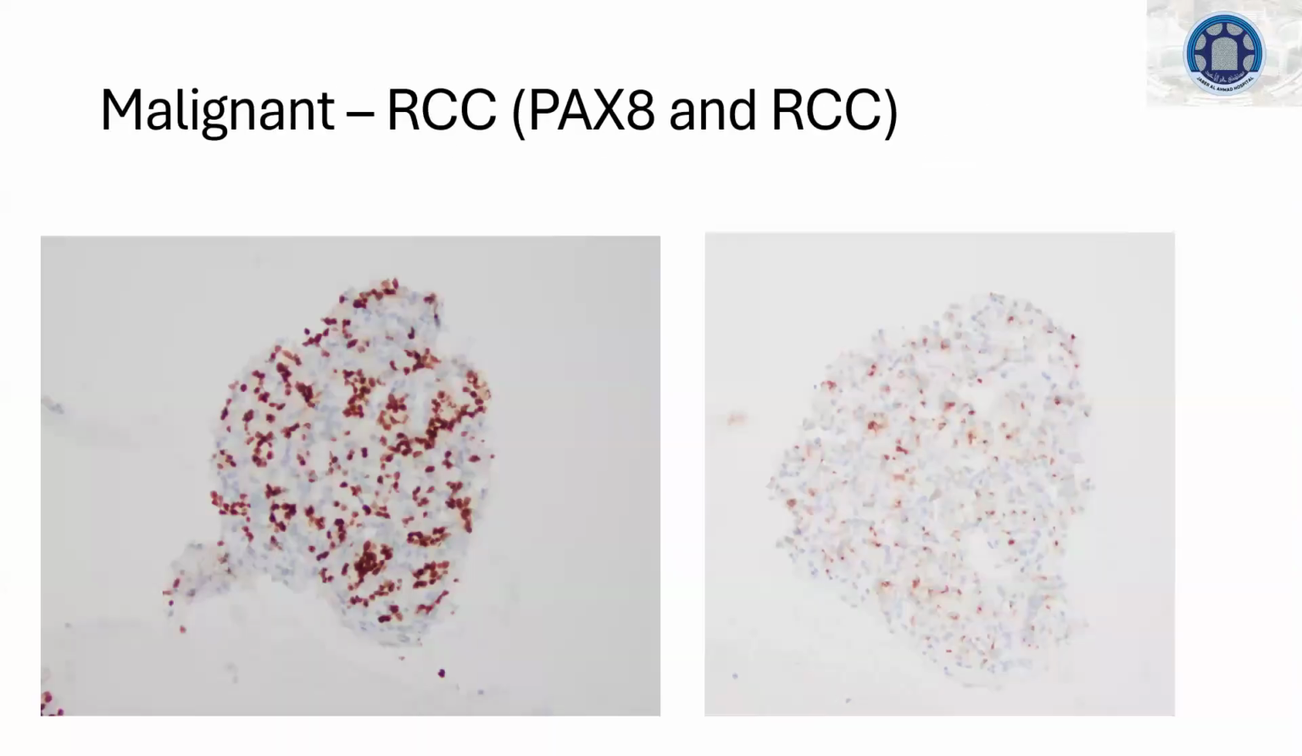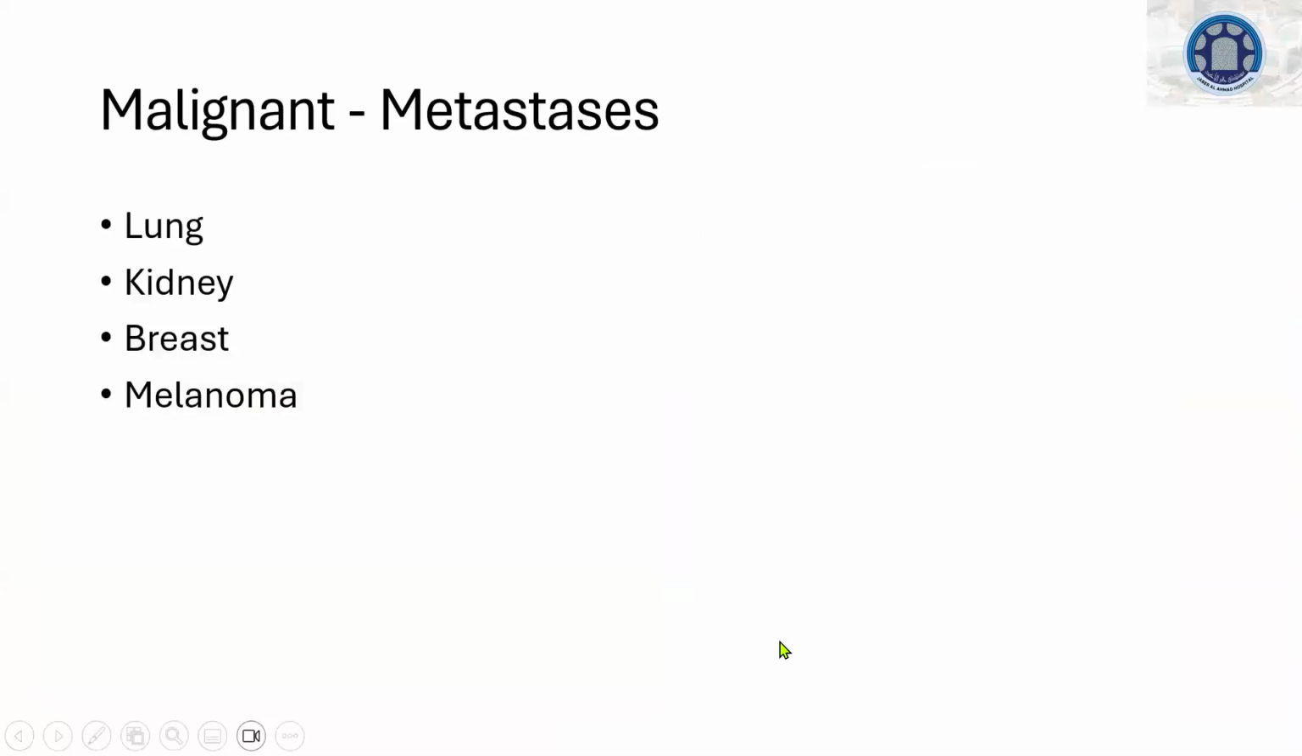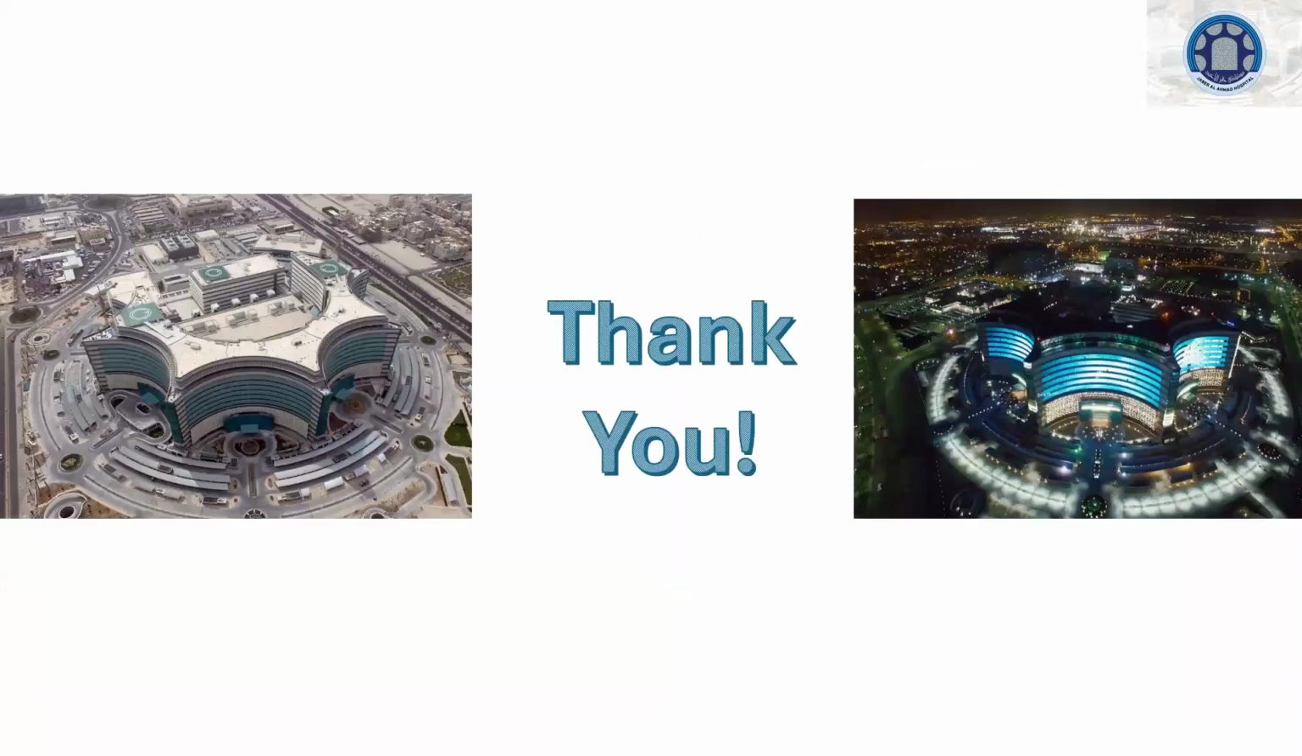So again, the importance of doing immuno. PAX8 and CK7 can help. PAX8 will be positive, as you know, in RCC, and CK7 will be negative in RCC. Even metastasis can occur in the pancreas, so don't just think of primaries. I think we have come to the end of the session.